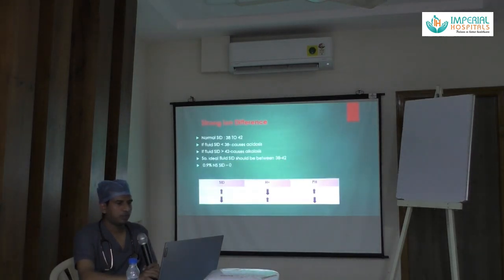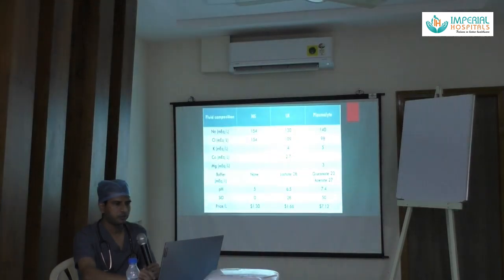If you see normal saline, it has a strong ion difference of 0. That means normal plasma strong ion difference is 40 and normal saline strong ion difference is 0. So when we infuse it, the strong ion difference of plasma decreases. When strong ion difference decreases, it decreases pH, increases H plus ions and causes acidosis. So the more the strong ion difference differs from the baseline, the more it causes acidosis. Though normal saline is named normal saline, it is not really normal, so it should not be used on a regular basis.